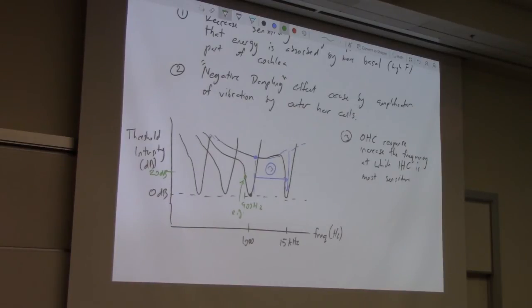But what happens if we increase the intensity of that sound to be up here? So this is, let's say, 80 decibels. How many hair cells look like they're going to be activated then? Did we cross any other thresholds? Which one? Yeah, so we've crossed now the high frequency one.